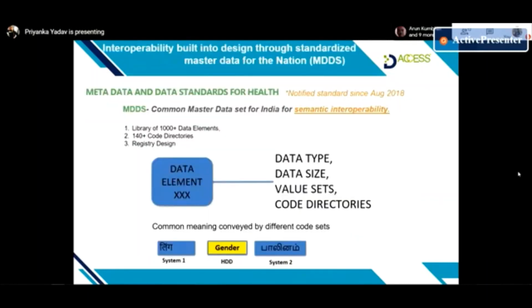So the first one was using the standardized way of capturing and storing data that Dr. Pankaj already explained. That is what MDDS is. It gives you standard value sets, so the master data across the country remains the same, and the basic way the information gets captured. So you can actually compare apples to apples, rather than apples to oranges.